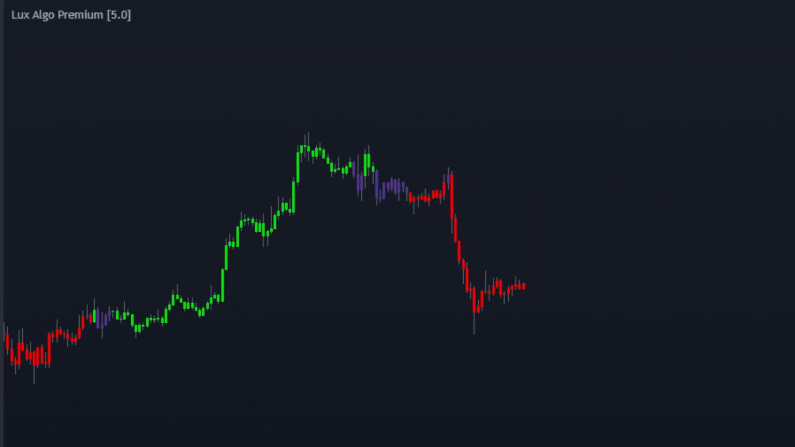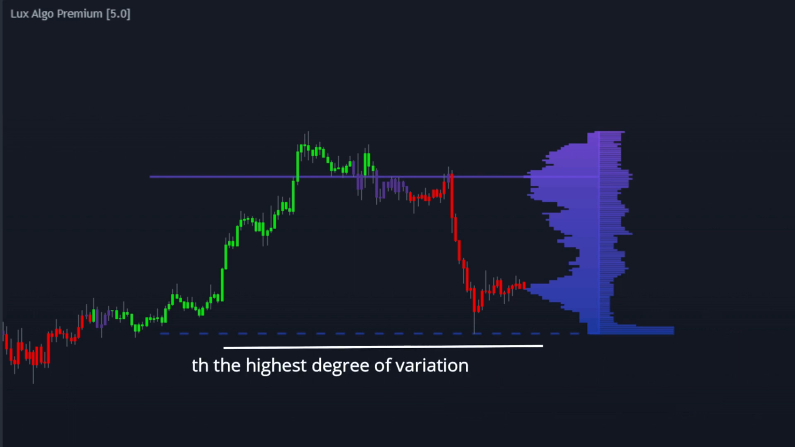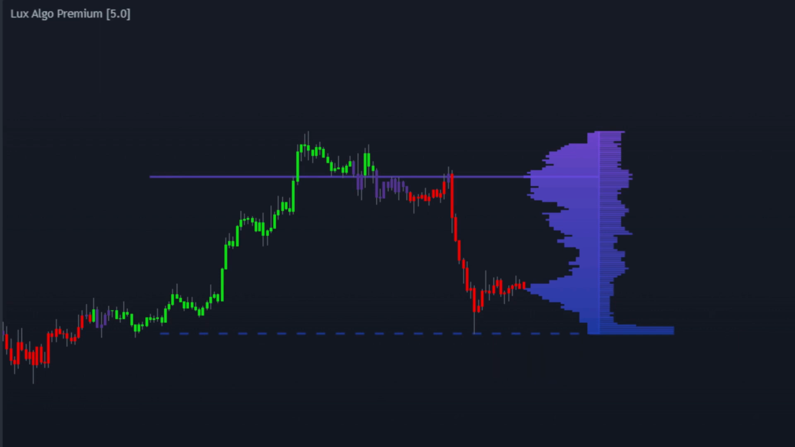The first thing to note about the new Lux Profile is that it is comprised of two indicators in one. There is a weighted volume profile on the left, and on the right it shows the accumulated weighted volume within price intervals. The area on the right indicates the degree of variations of the price within their respective intervals. A dashed line highlights the price level with the highest degree of variation. A point of control, solid line, indicates the price level with the most accumulated weighted volume.